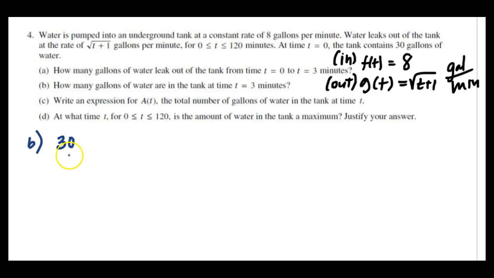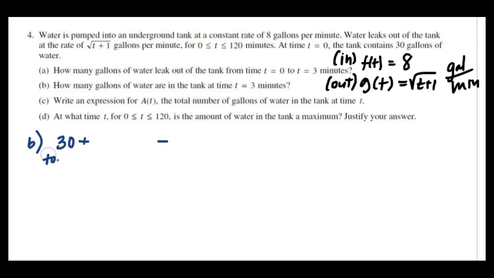But then I have to consider how many gallons have entered the tank during the first 3 minutes, and how many gallons leaked out of the tank during the first 3 minutes, to figure out the total number of gallons in the tank at 3 minutes. So how many did we have to begin with? 30. And then I need to add how many entered the tank between 0 and 3 minutes. And then I'm going to need to subtract how many leaked out of the tank during the first 3 minutes.